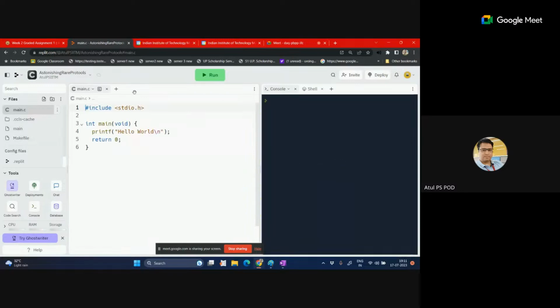Okay, so here you can see one sample code is given. You can simply write this type of code for any problem, and you can click on this run button above, and you can see the output on this console.